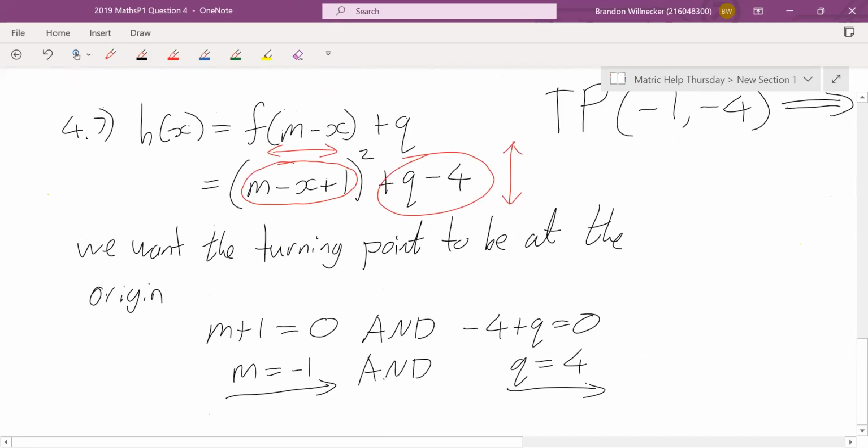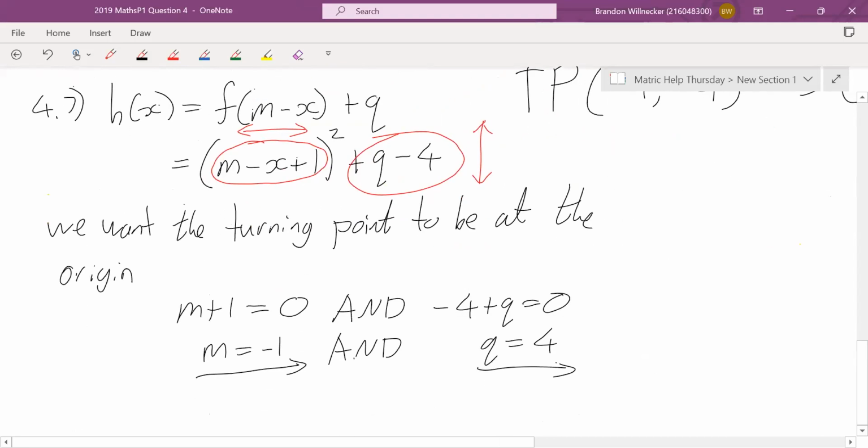Okay, so how did we answer this one? We wrote down h. We included the shifting from the question because there was some m shifting and q shifting going on. And we noted that if the parabola is at the origin, then the shifting must be 0. So that is this part and this part. And then from those two, we can find m and q.